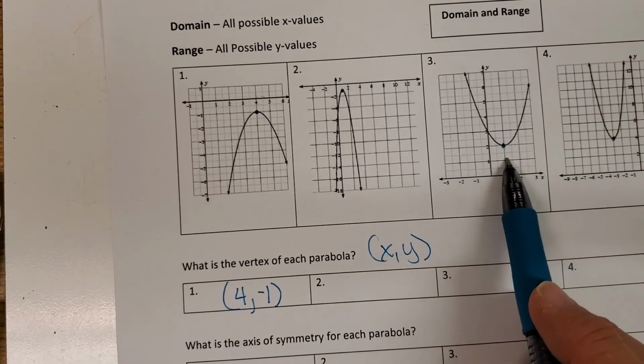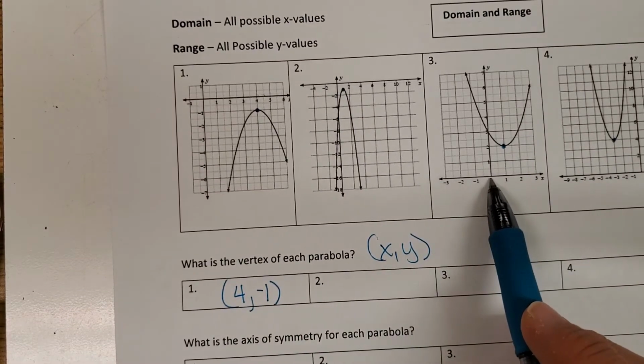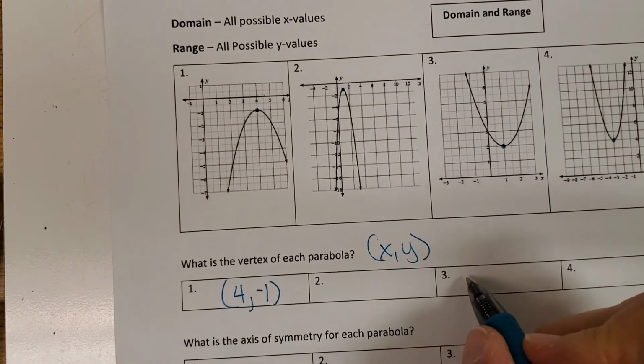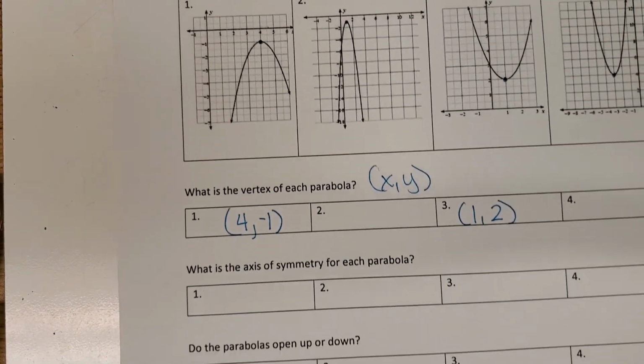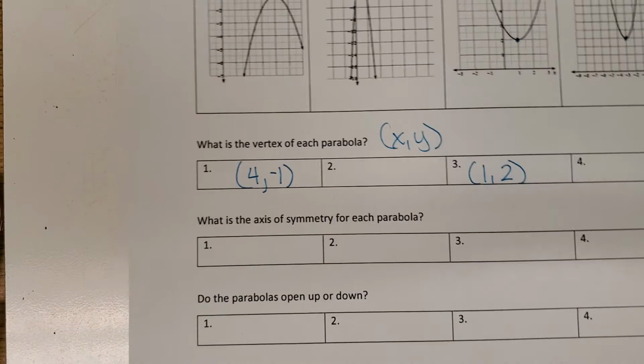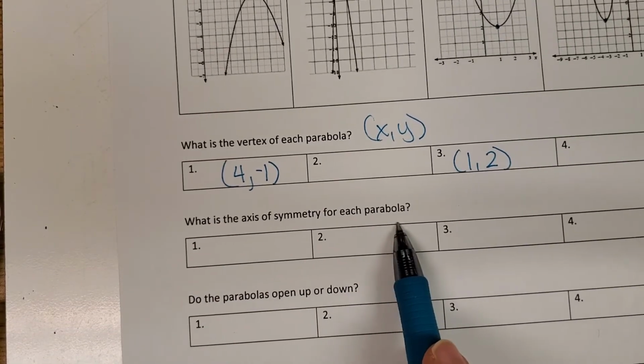And then we'll jump over here. The vertex for this one looks like 1, 2. So I'm just going to do 2 of these for you, and let you do the rest in class. All right, and here, what is the axis of symmetry for each parabola?